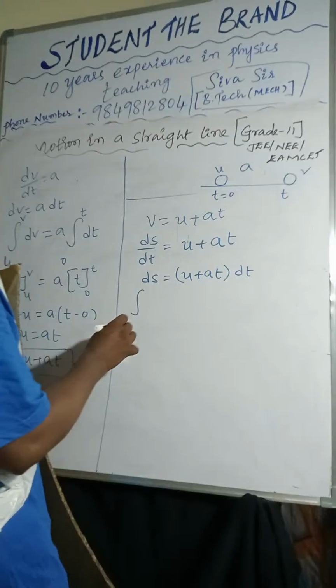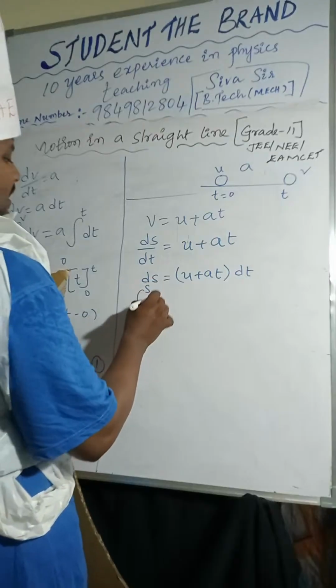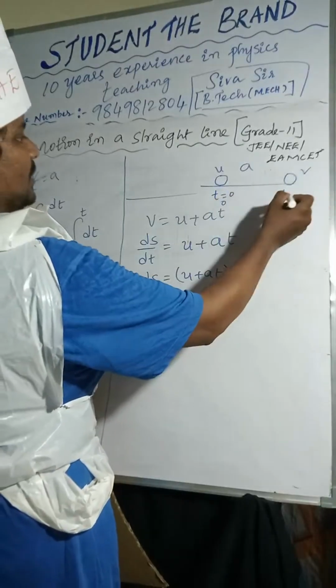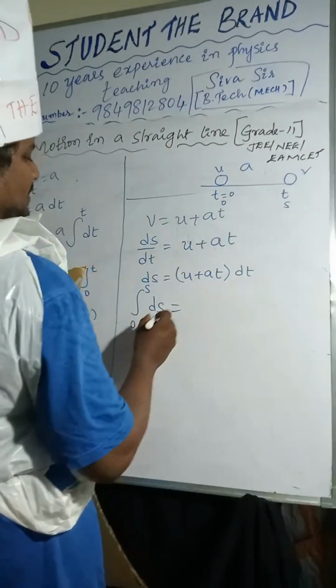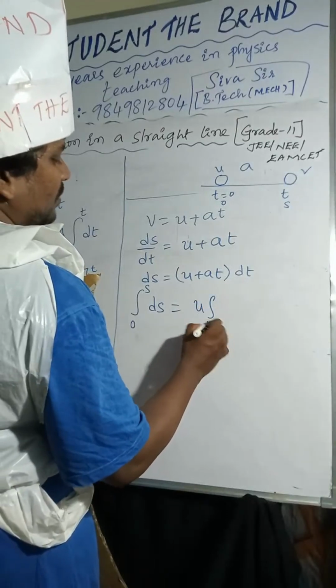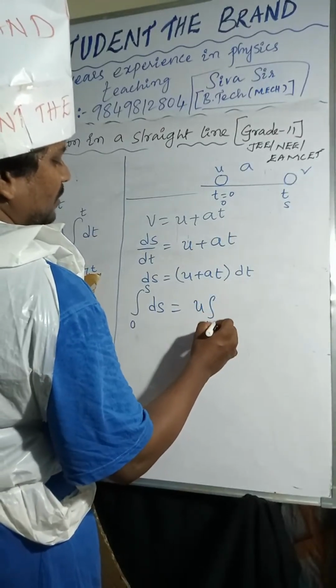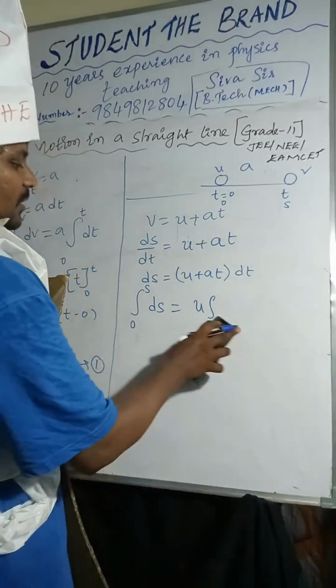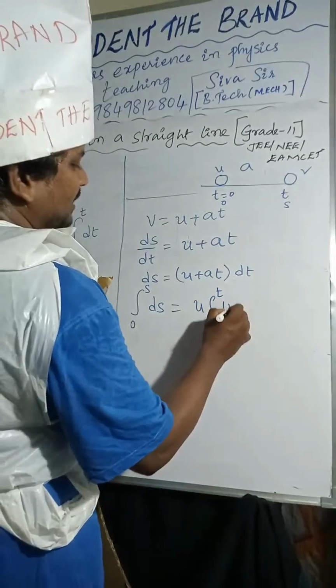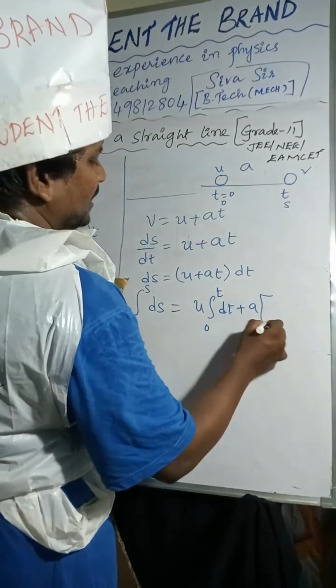What integral are you taking? 0 to s. Displacement starts at 0 and reaches a certain distance, right? So the limits are 0 to s, and for the time integral, 0 to t. Time 0 to t only, right? So 0 to t limits I am taking, that is dt plus a into t.